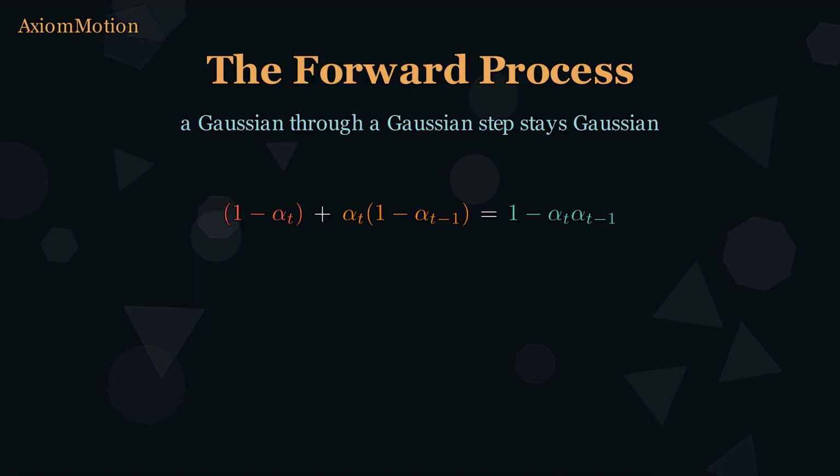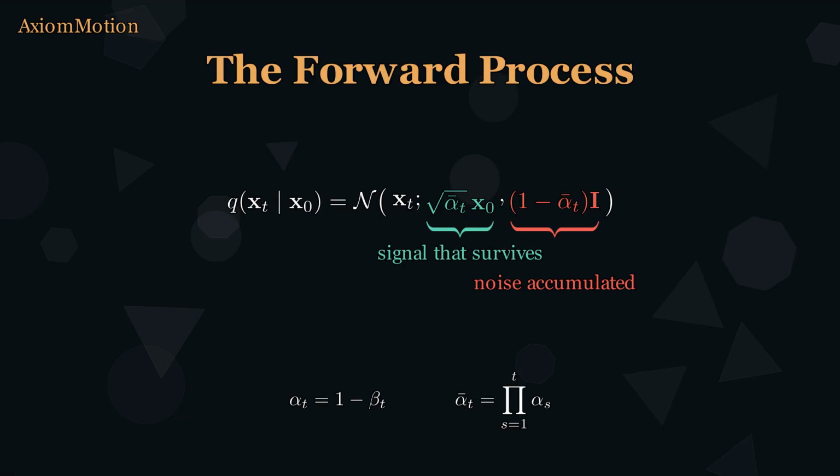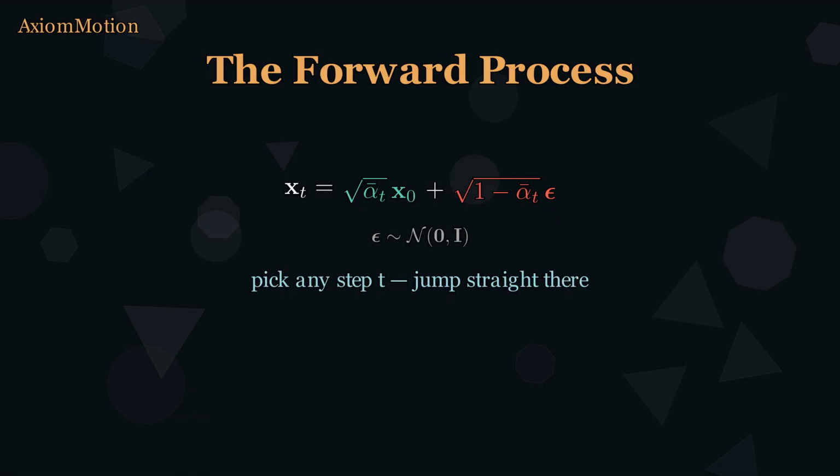A Gaussian pushed through another Gaussian step stays Gaussian, and when you combine the noise from two steps, the variances simply add. Carry that all the way back to the start, and the noise from every step collapses into a single clean formula. The point at step t is just the original data, scaled down, plus one Gaussian whose size we can compute directly. We write alpha bar t for the running product of all the shrink factors. In one line, x at step t equals the square root of alpha bar t times the clean data plus the square root of 1 minus alpha bar t times pure noise. Pick any step and jump straight there.